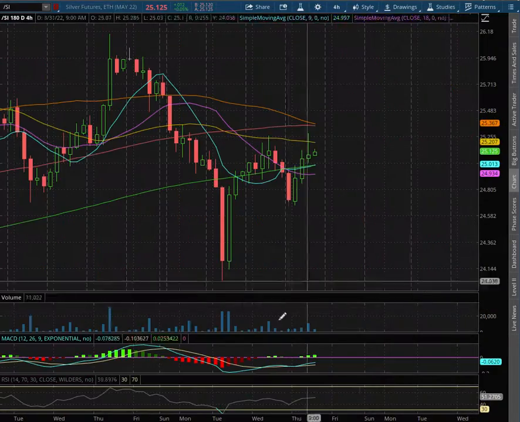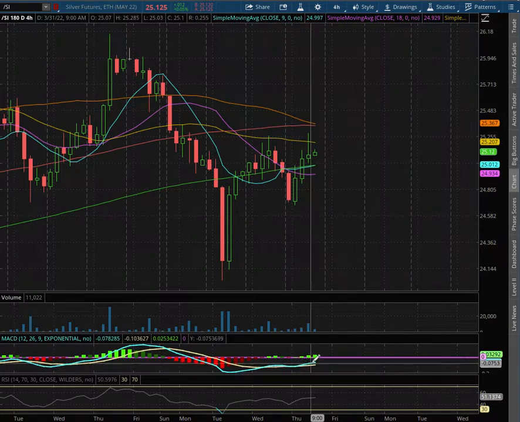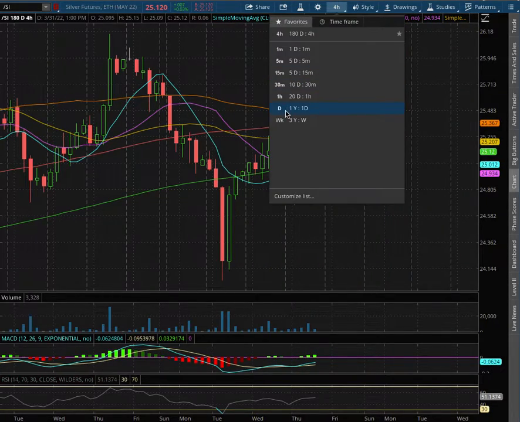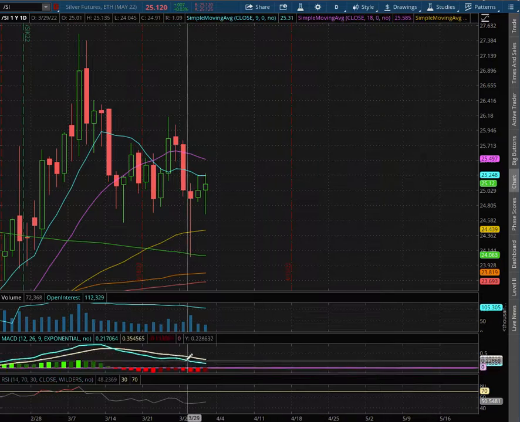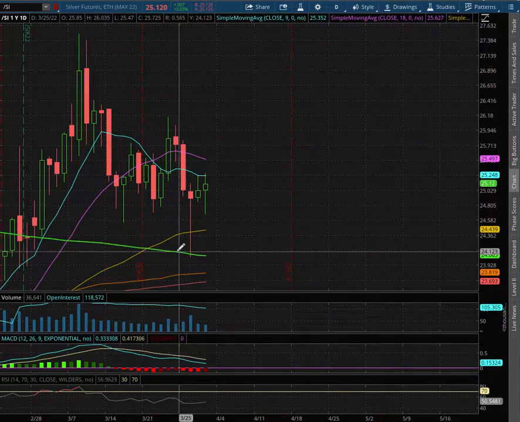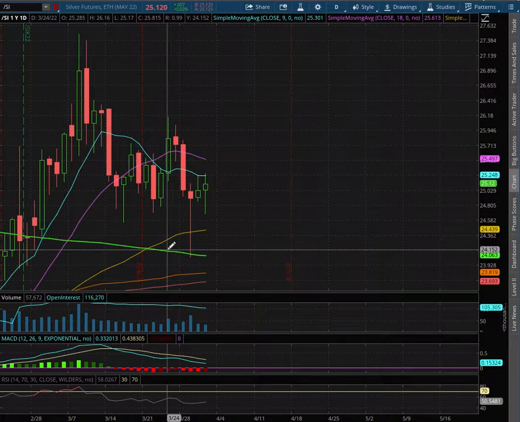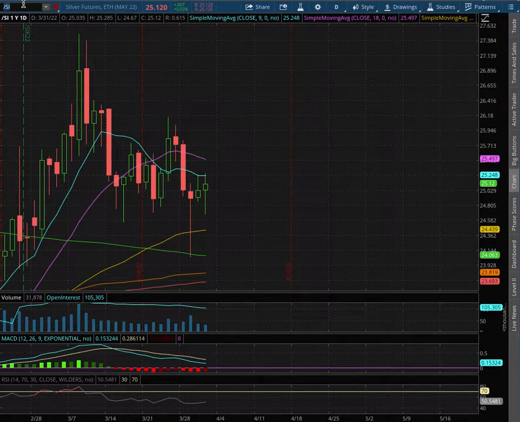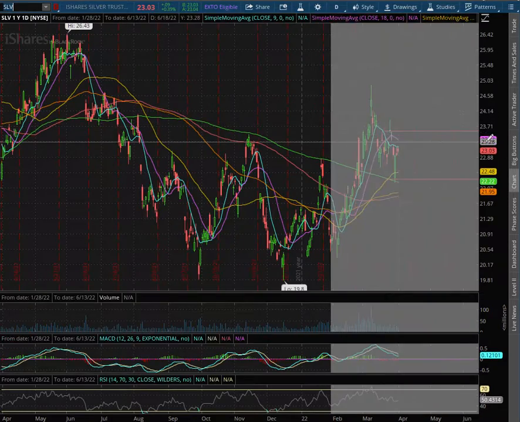On the 4-hour chart, we remain in negative MACD, but we did see it converge. As we extend that further to the daily chart, we're in negative MACD. We did bounce right off the 200-day moving average, this green line at a price of $24.06. And as with the trade idea, I'll be trading SLV.